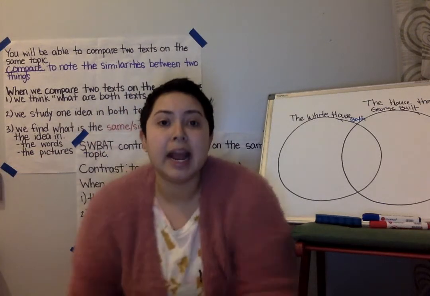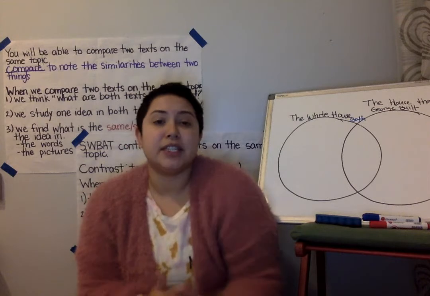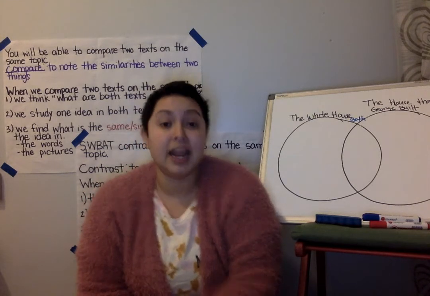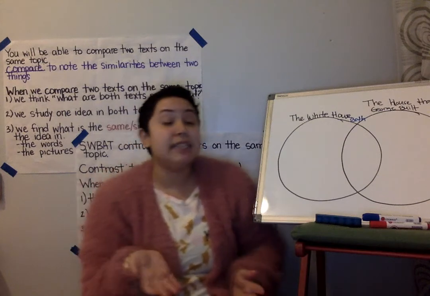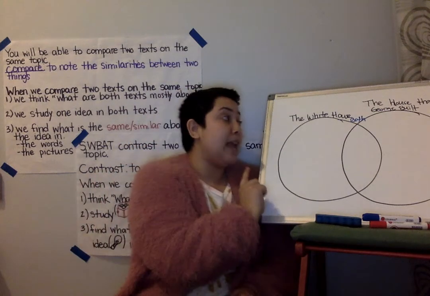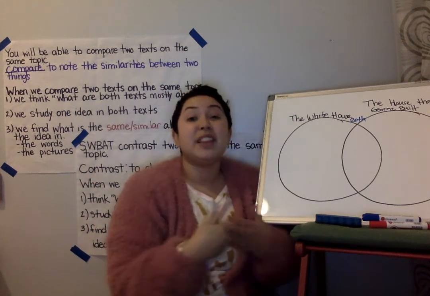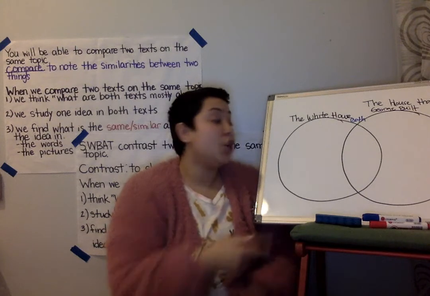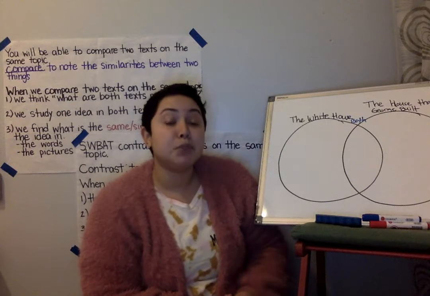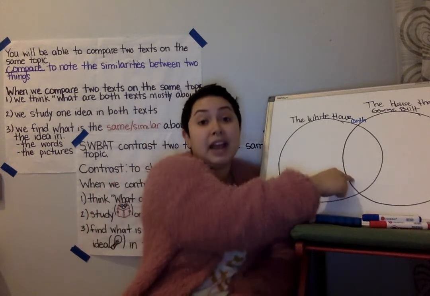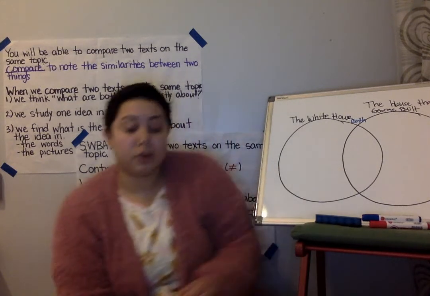And as I'm reading, I'm going to stop to think about some things that are the same and things that are different, and then we're going to put it in our Venn diagram. Now, we can use a Venn diagram to show how things are the same and how things are different. Everything that is different between both texts is going to go in our outer circles. And everything that is the same between texts is going to go right in the middle. Let's start reading.